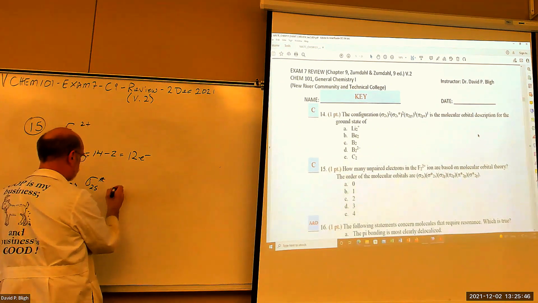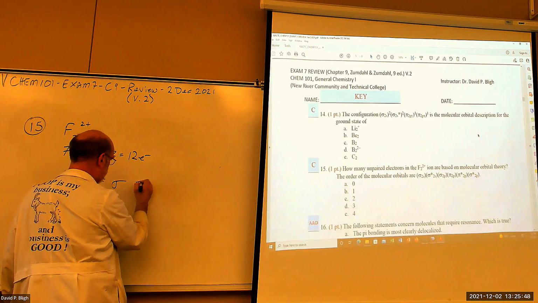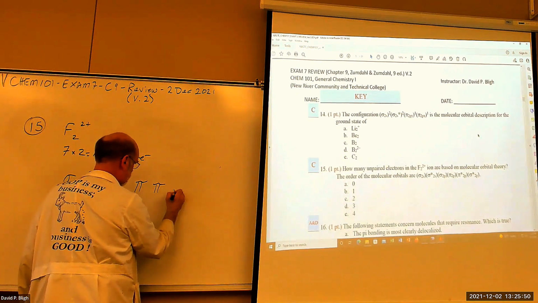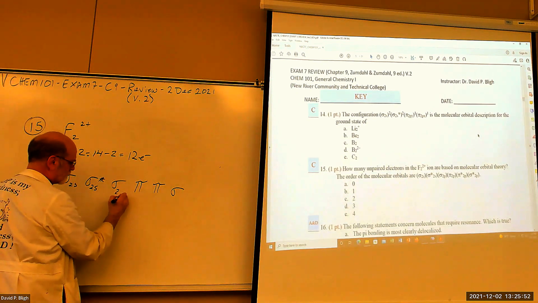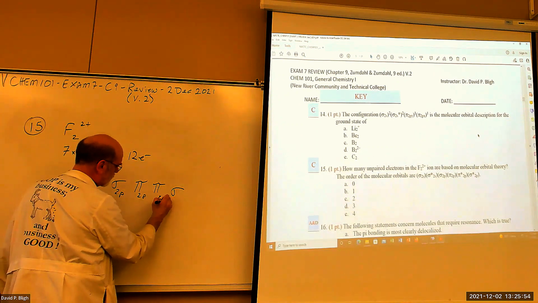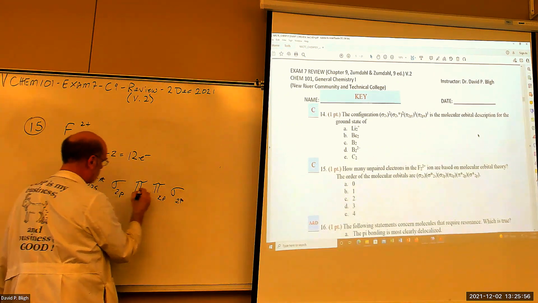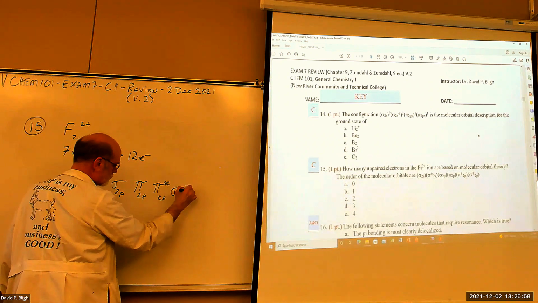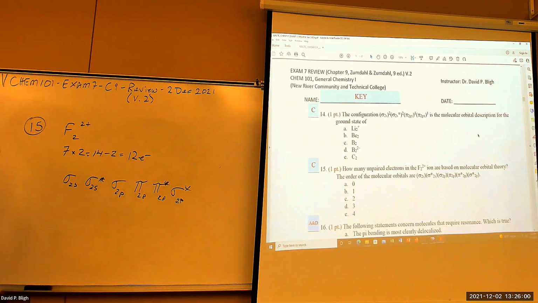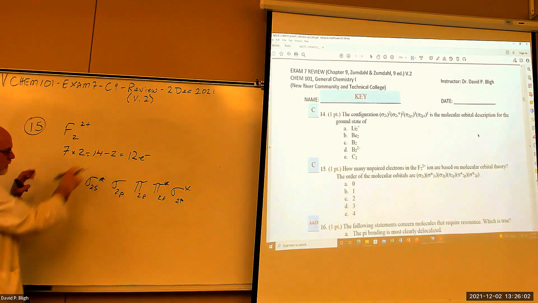Right, that's good. Sigma, pi, sigma. This is going to be 2p, 2p, 2p. This one's going to be a star and a star. Okay, now we can place our 12 electrons.